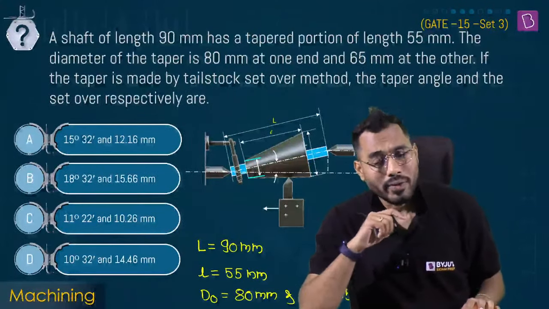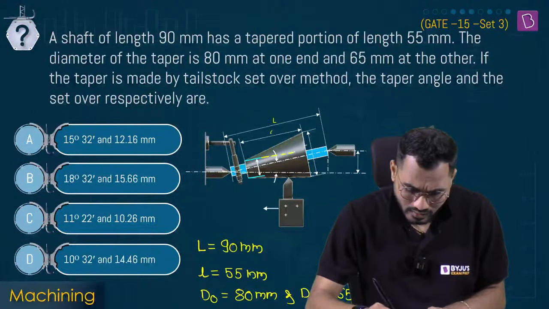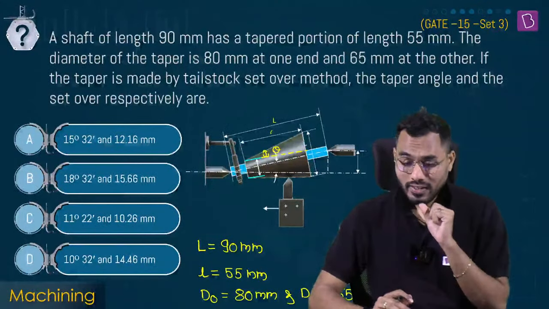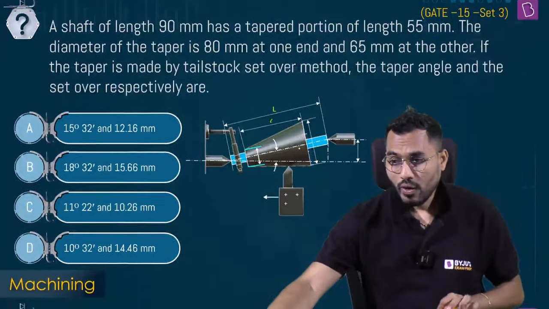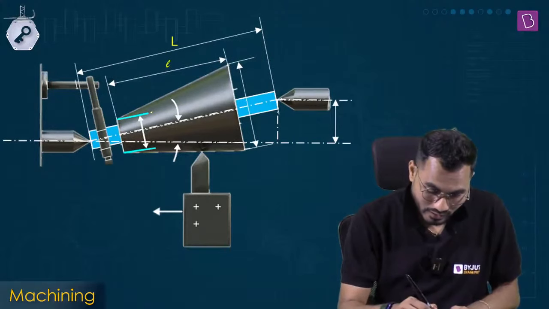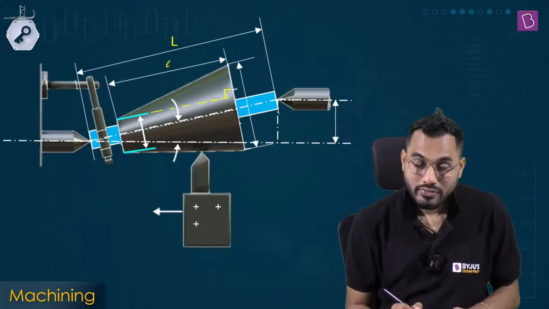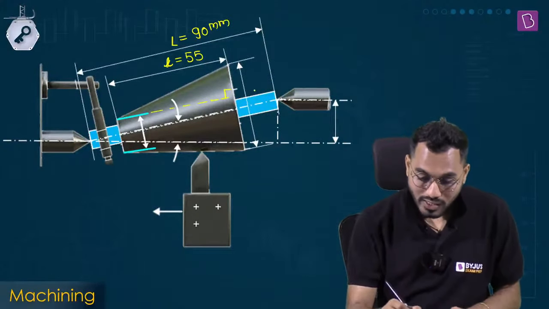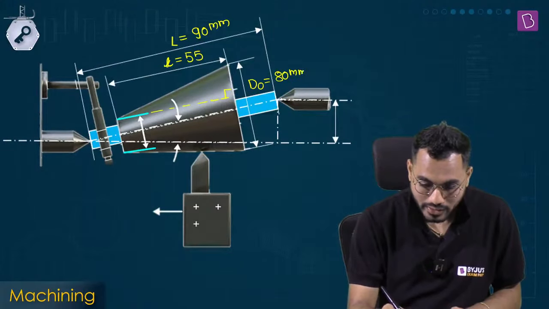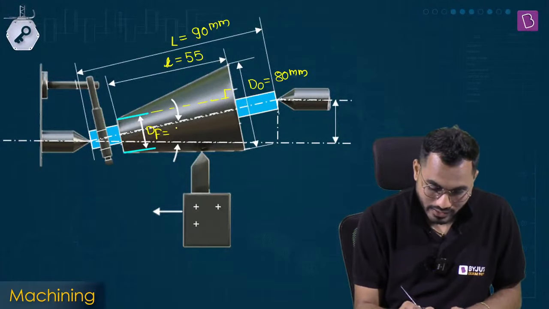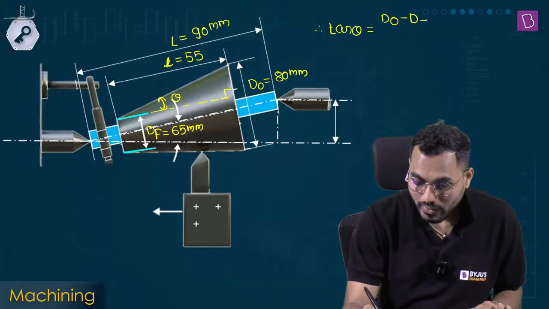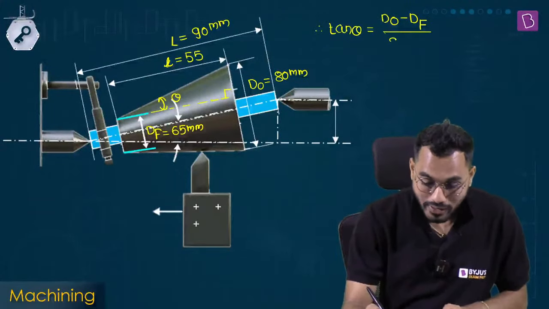Now, whenever a figure is given, how do we calculate the taper angle? I draw a horizontal line here, so this will be half of the taper angle, let's say theta. Now, tan theta forms a right angle triangle. Small l is 55 millimeter, capital L is the entire length of the object, the original diameter is 80 millimeter and the final diameter D_f is 65. So tan theta is equal to (D_o minus D_f) divided by twice the small l.